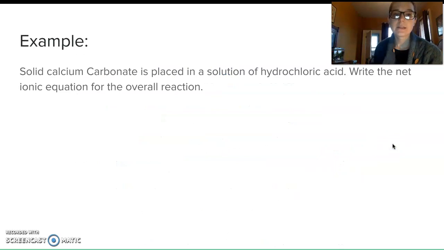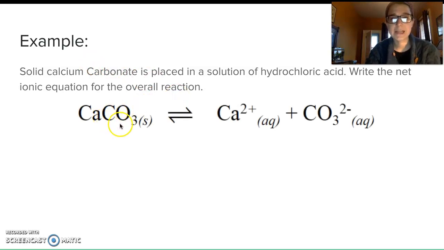So if we have solid calcium carbonate placed in a solution of hydrochloric acid, we want to write the net ionic equation for the overall reaction. So the first reaction I'm going to write would be the dissolution of calcium carbonate into its ions. So calcium carbonate is CaCO3. It would dissociate into Ca2 plus and CO3 2 minus.